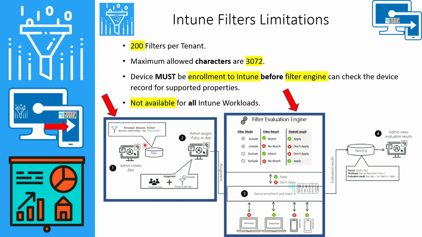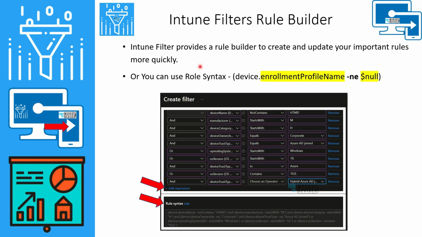This is the first part and this is the second part. In the admin part, the admin will create filters and then assign them to an application or policy, and then the Intune service will take over. It will evaluate filter rules against that particular device's properties. Let's move on. These are the 2 rule creation options for Intune filters. Intune filter rules are nothing but various filter options for devices based on device properties. These are the device properties as you can see over here.